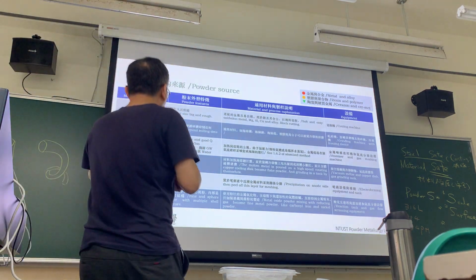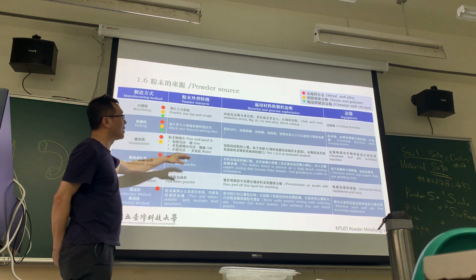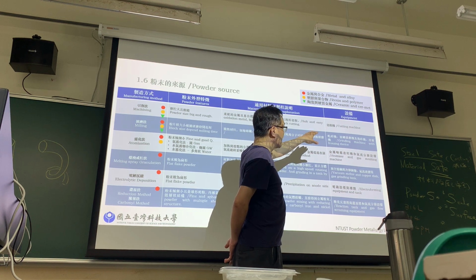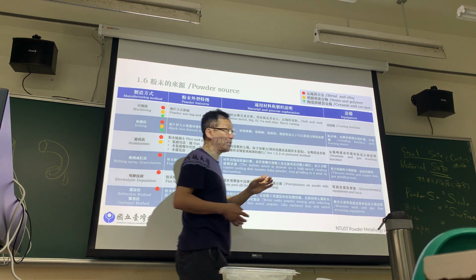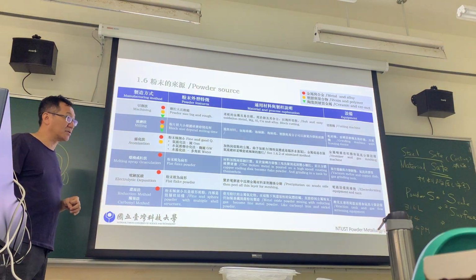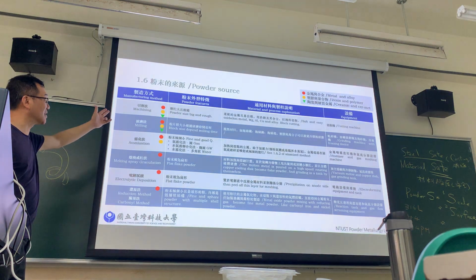This one is big and rough, so we can use a cutting machine. The particle size is very big, maybe bigger than 100 micron, so we cannot easily use this in a normal process.